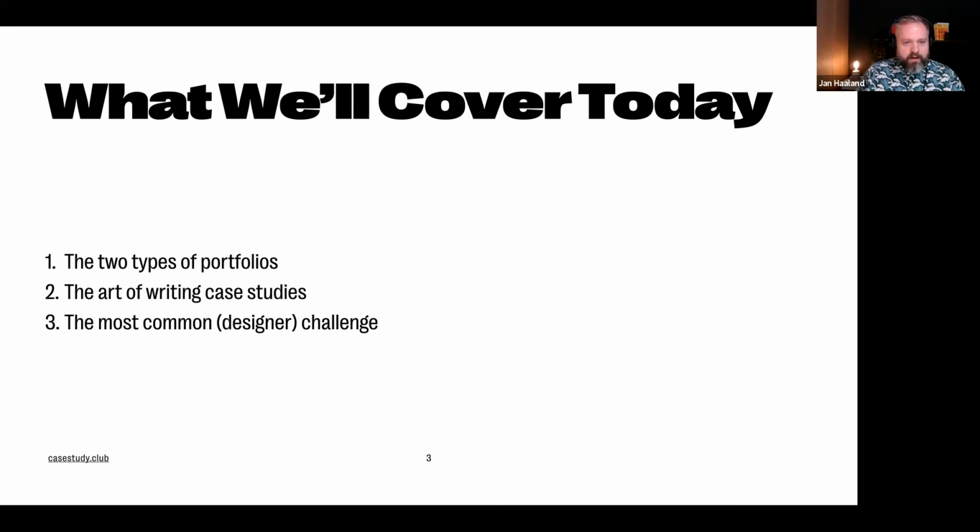All right, so what we'll cover is the 2 types of portfolios that you should be aware of and where they fit into the hiring process, and also the art of writing case studies and how you can communicate your value effectively. And also, lastly, the most common designer challenge and how to overcome it.